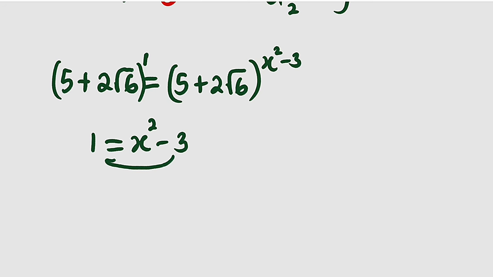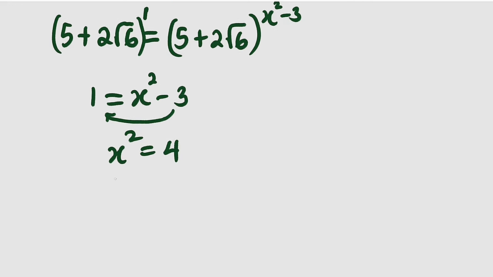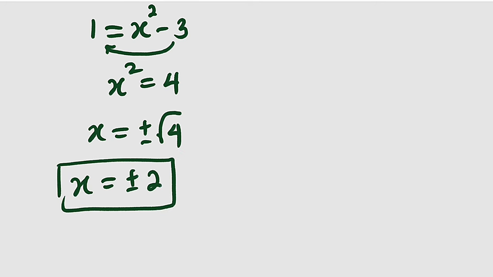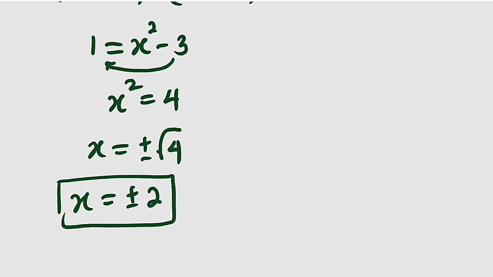If you take this one to the left, it becomes positive 3, and 1 plus 3 is 4, which means that x squared is equal to 4. You take the square root of both sides, and x will be plus or minus the square root of 4, which implies that x is equal to plus or minus 2. This is one of the solutions. You should know that x is either equal to 2 or negative 2.